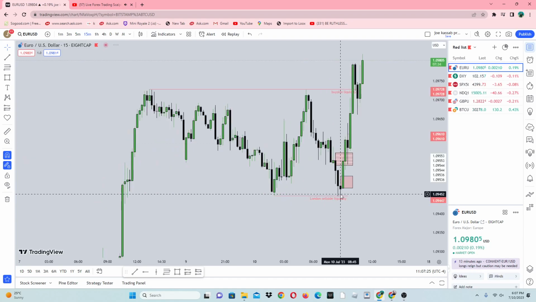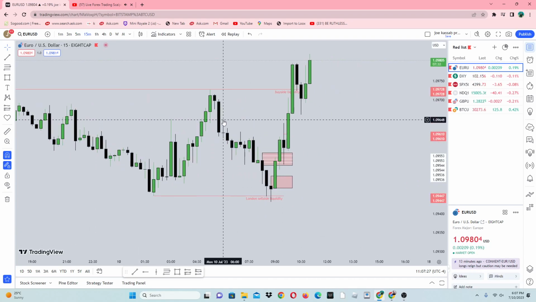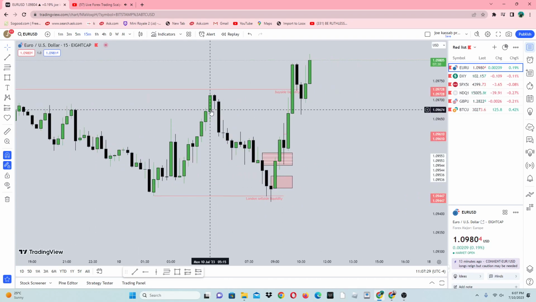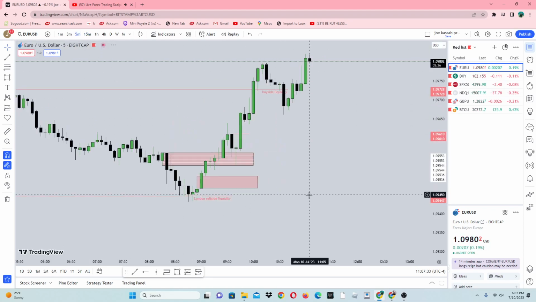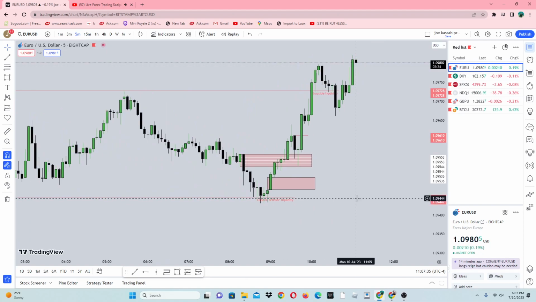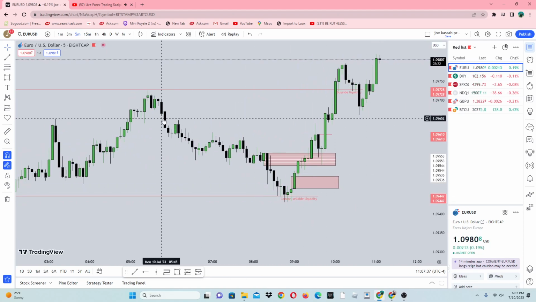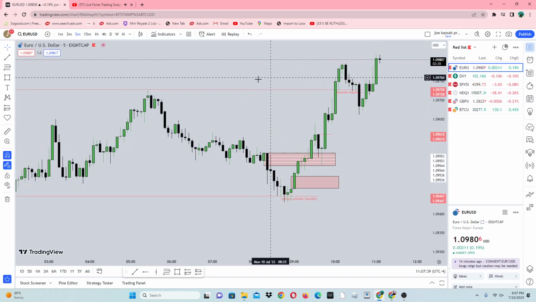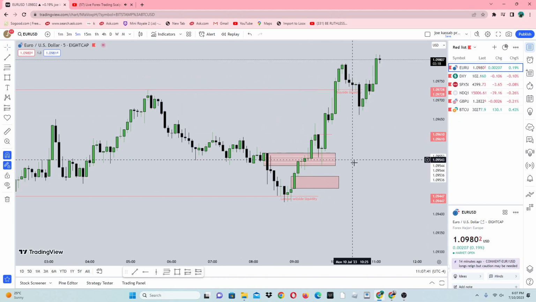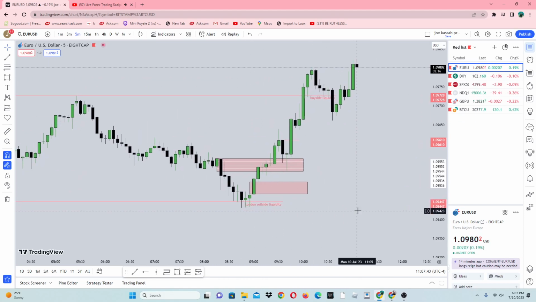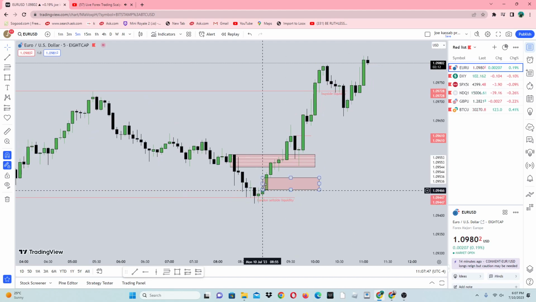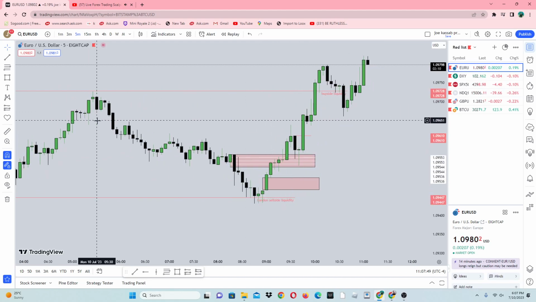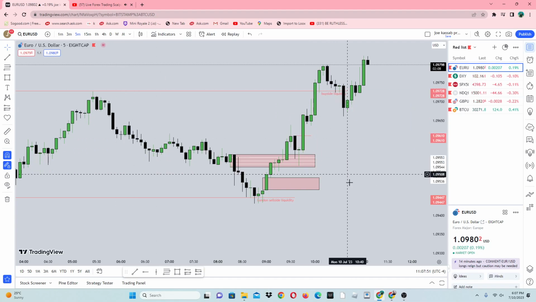If you go on the 15 minutes, you can see that this is a fair value gap, and it was my first target. Since I'm new, I need to take profits before my last target, because this is the way that I control my emotions, by pyramiding and by taking profit partials along the way.